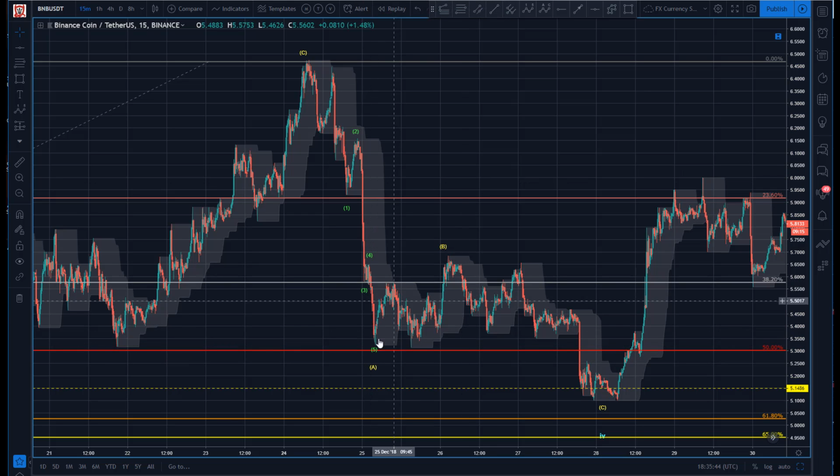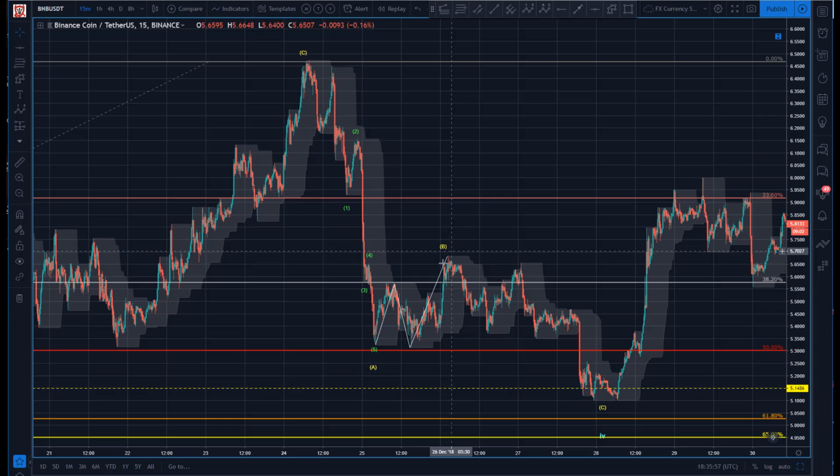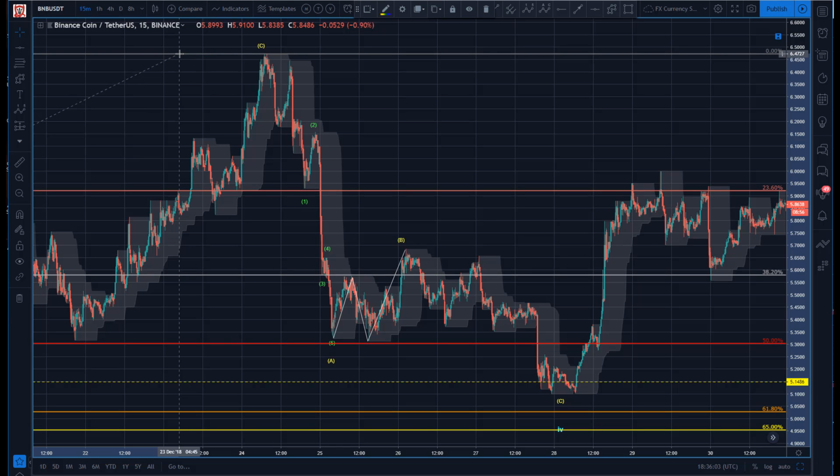Now it looks to me like we go into an expanded flat, so we get a 3, 3, 5, A, B, C, A, B, C. Then we get another diagonal into the B here. So we get our correction here, although it's relatively shallow for a B wave, but I think it still fits. All right, so then we get our 1, 2.